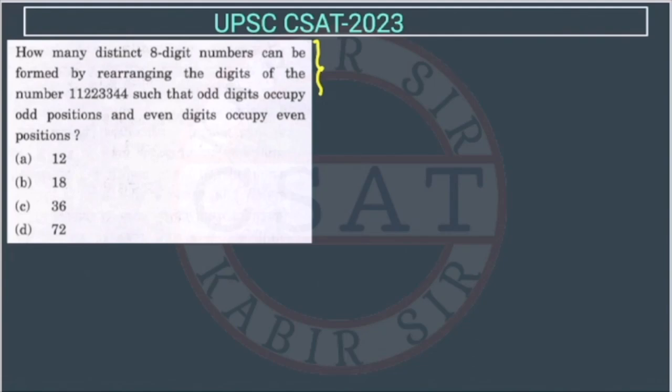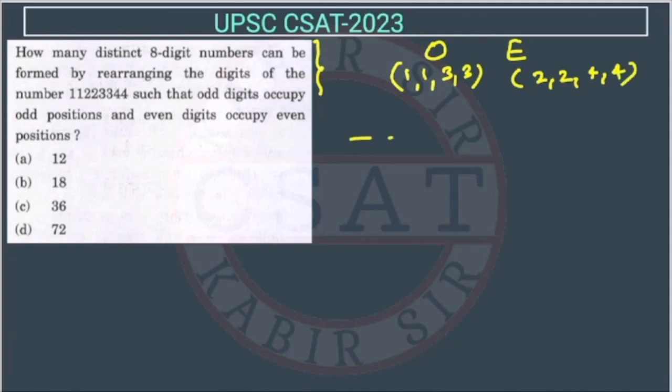and even digits occupy even positions, right. So how many odd digits are here? So we will see how many odd and even digits are here. So odd digits are 1 1 3 3, so there are a total of 4 digits, and even are 2 2 and 4 4, right. So how many 8-digit numbers do we need? So this is 4 5 6 7 8.